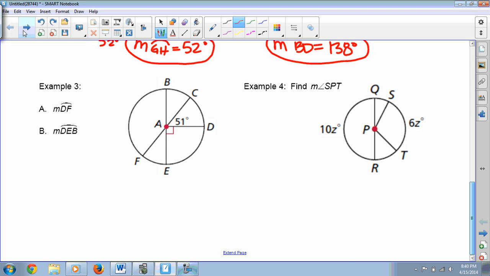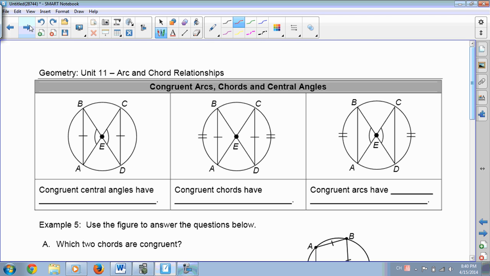Okay, as we look at the back, we have a couple of things we need to talk about: congruent arcs, chords, and central angles. So if you have congruent central angles, which just means that this angle here and this angle here are congruent, then you also have congruent chords.